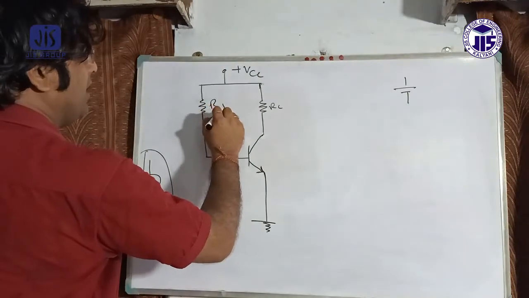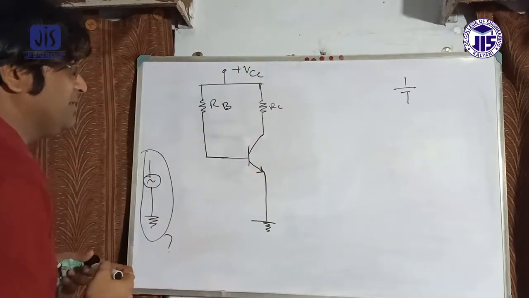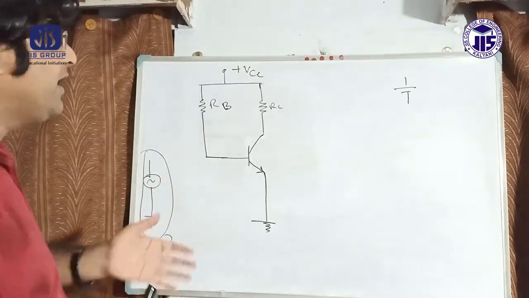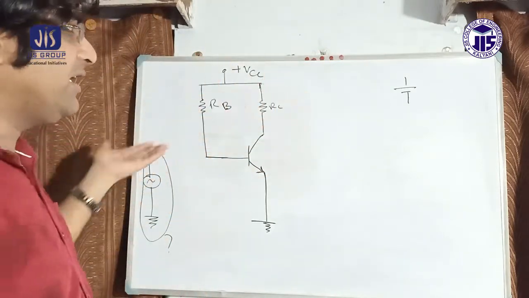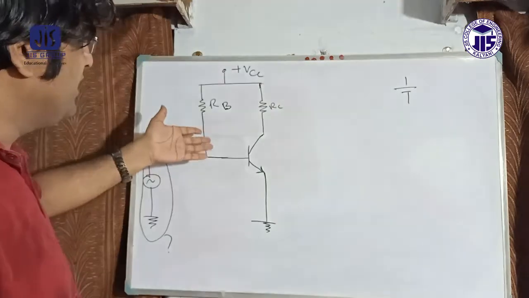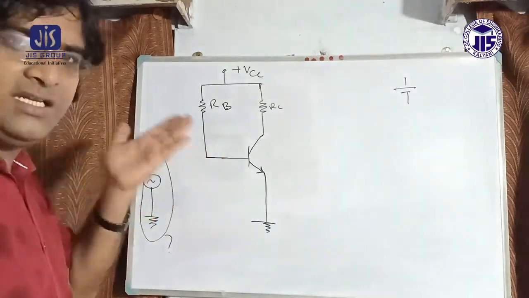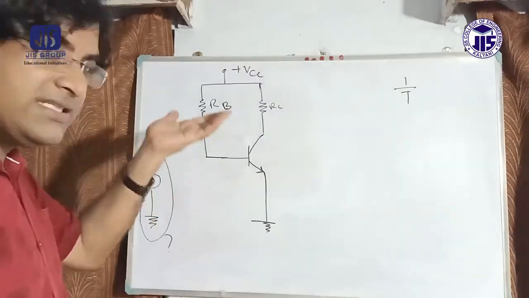This is RB and this is RC, and there is VCC. So we can represent this particular circuit by this. It is also a common emitter circuit. It is a common emitter configuration of the circuit.